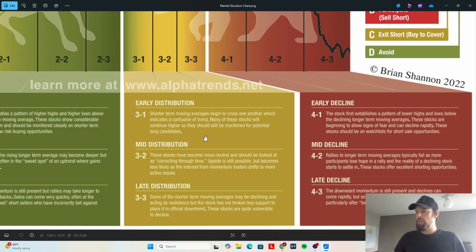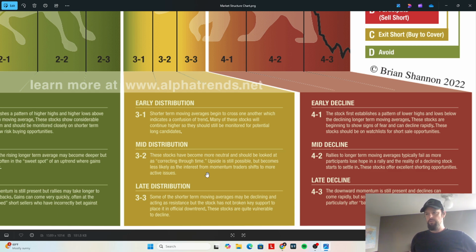Back to distribution. 3-2. These stocks have become more neutral and should be looked at as correcting through time. Upside is still possible, but becomes less likely as the interest from momentum traders shifts to more active issues. So again, it's retail. We're now in retail pricing.